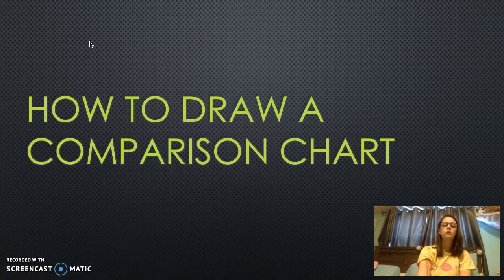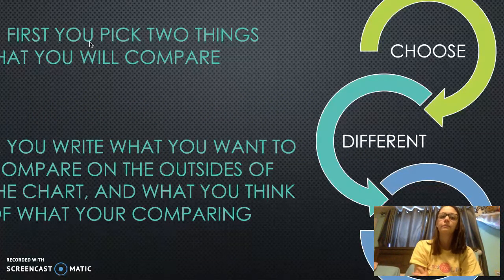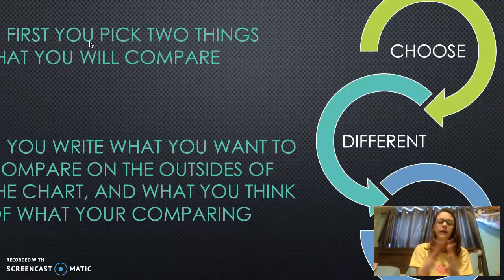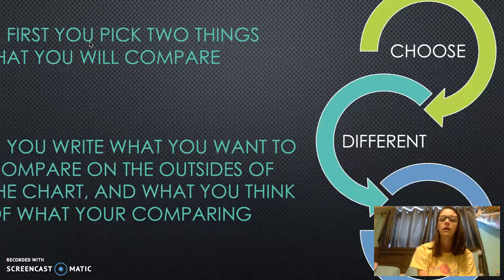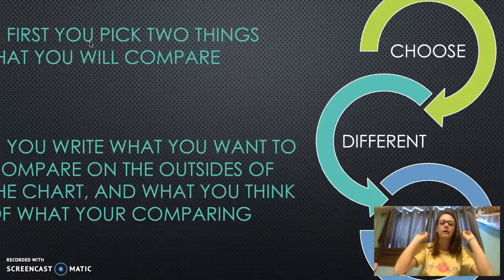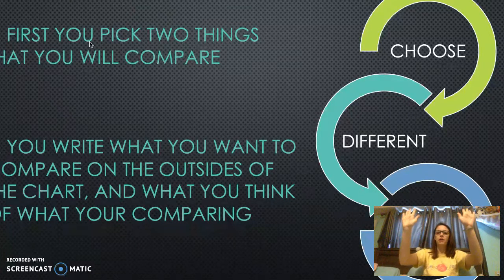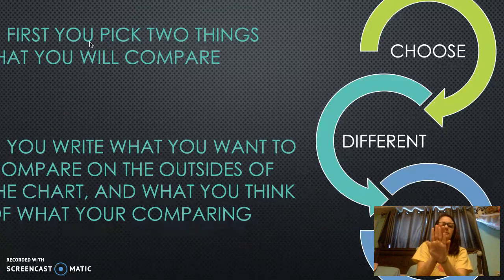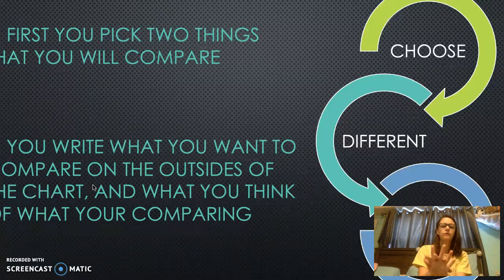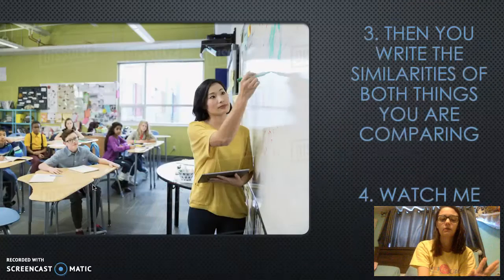So how to draw one. I would show them on the board how to actually just draw three boxes in a line. So first you would pick the two things that you want to compare. I would choose cats on one side and dogs on the other. And then you write what you want on the outside boxes. And then you would write the similarities on the inside box. So on the outsides of the chart and what you think of what you're comparing on the inside.